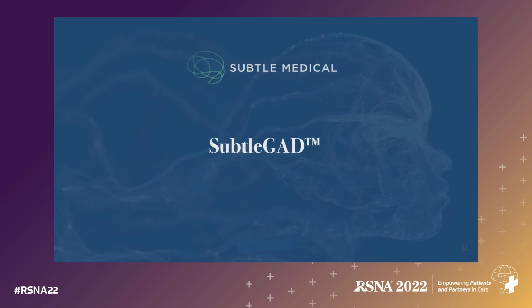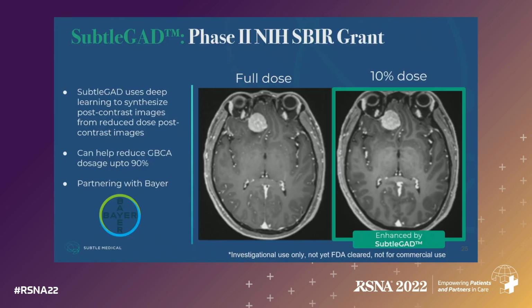The final dose reduction method I'll present today is for reducing the dosage of gadolinium needed during contrast-enhanced MRI studies. This was another technology that received NIH funding to develop. Our goal was to enhance images acquired with 10% gadolinium dose to contrast levels seen in a normal dose image. The image on the left is the standard dose image, and the image on the right was acquired with only 10% of the gadolinium dose, then enhanced by Subtle GAD to restore the contrast. This project is currently the focus of a clinical trial in partnership with Bayer.